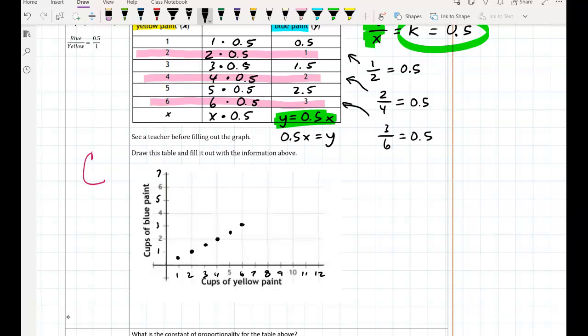When x is 6, y is 3. Now look at all those dots that I've drawn on there. Guess what happens if I connect all those dots? I get a line that runs straight through the origin. A straight line through the origin. What does that mean? That means that we have a proportional relationship because it's a straight line that passes through the origin at 0, 0. Awesome. Just awesome.